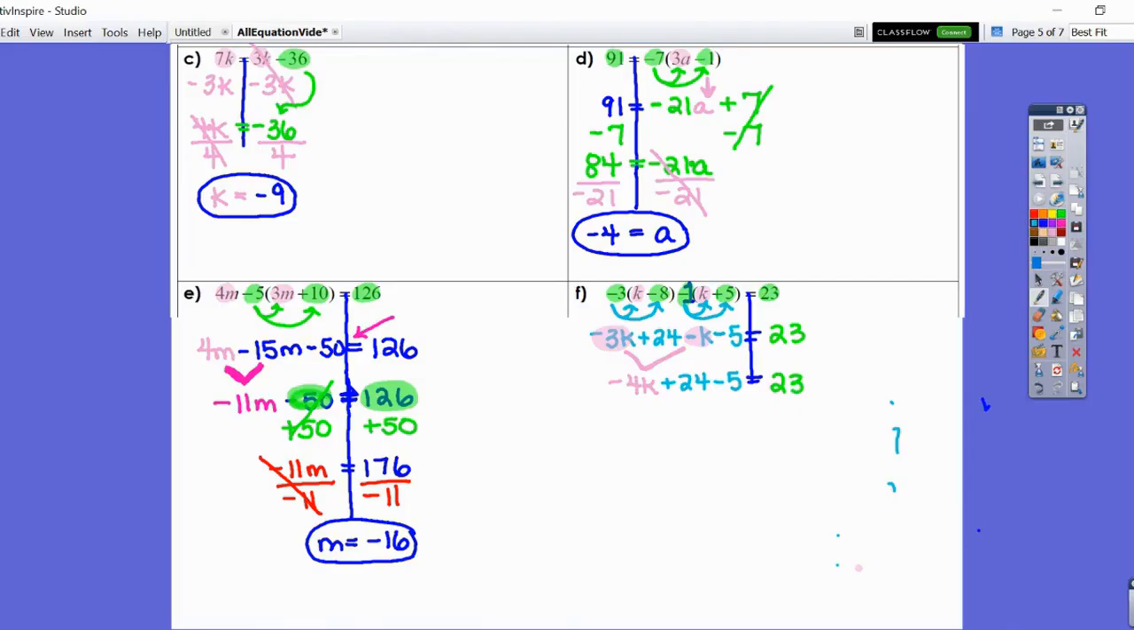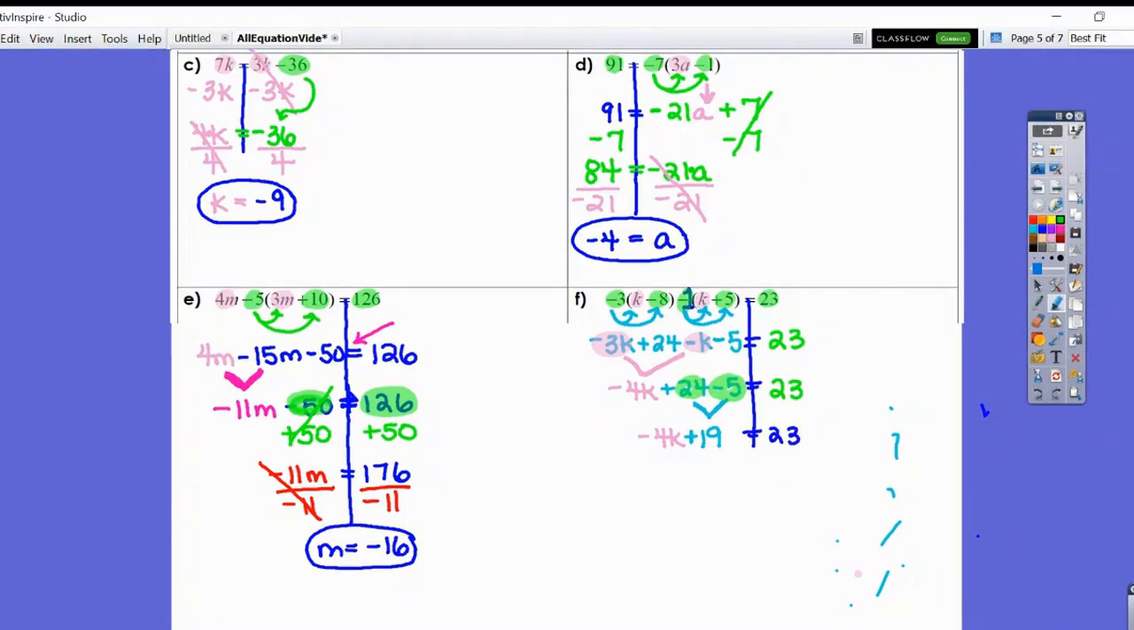From here, I can combine the numbers. They're next to each other on the same side of the equation, so I go ahead and combine them. And positive 24 minus 5 comes out to be 19. Negative 4k I didn't do anything with. That was a positive 19, so I put a plus, a positive, in front of it. And then didn't do anything with my equals 23 yet.